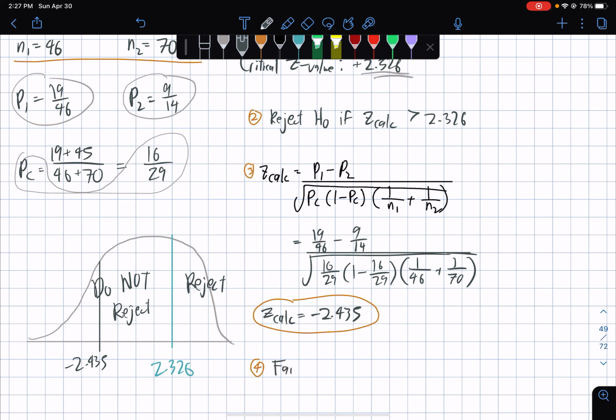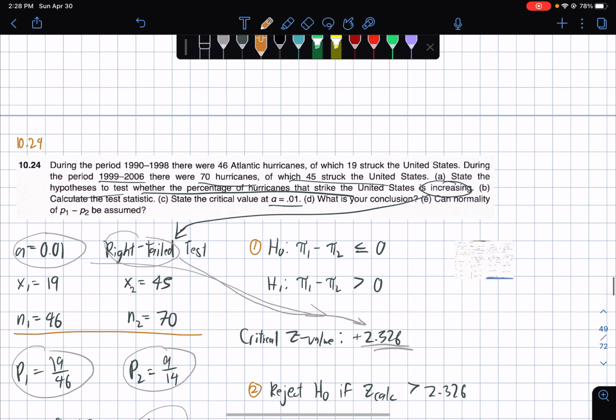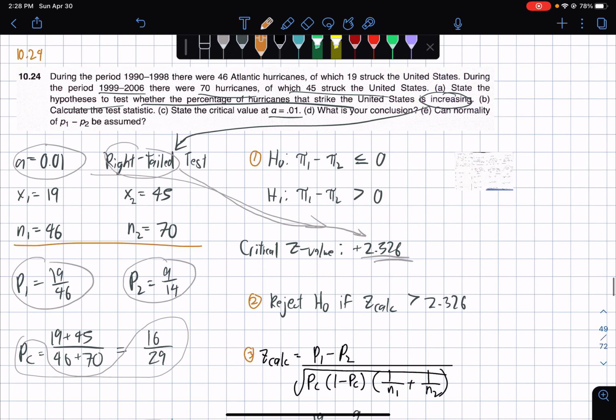So for our ruling in step 4, we failed to reject H0. This answer isn't guaranteed because it is an even numbered exercise. That means there's no answer for this in the answer key of the book. Okay, moving on.